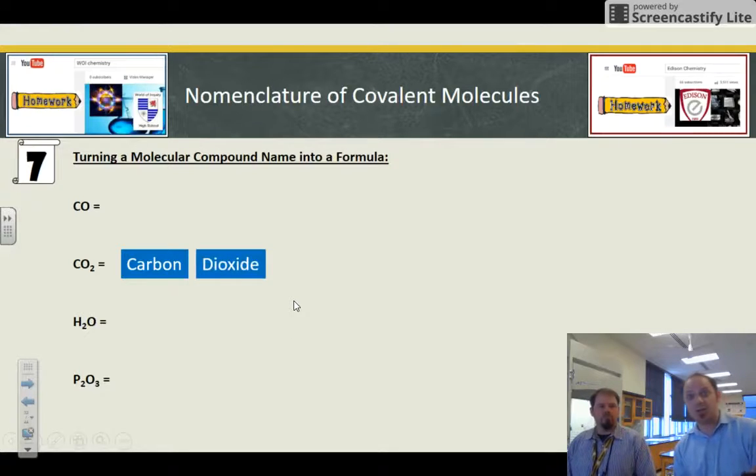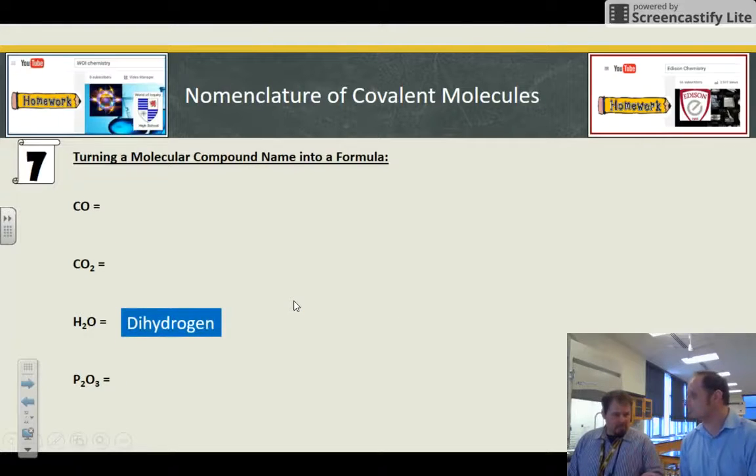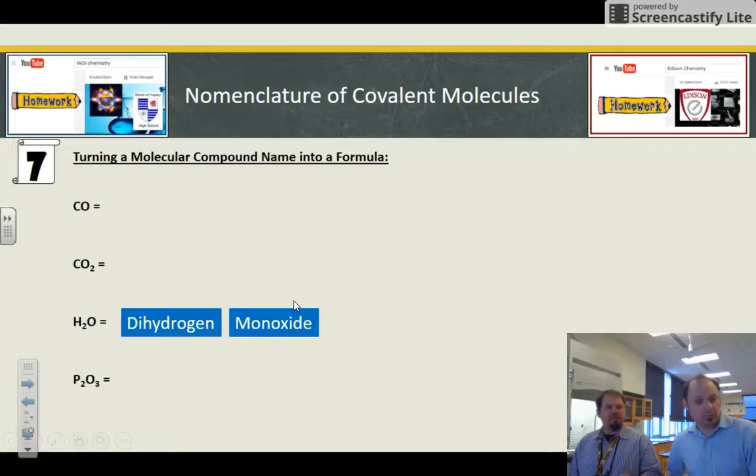2 oxygens, dioxide. Carbon dioxide. Again, no mono on the first nonmetal. Now, this next example doesn't follow that because there's 2 hydrogens. So it's dihydrogen. How many oxygens? Mono. 1. Monoxide. Dihydrogen monoxide. That's it. We're using the subscripts to tell you how many there are. It's really that simple. And we go forwards and backwards.